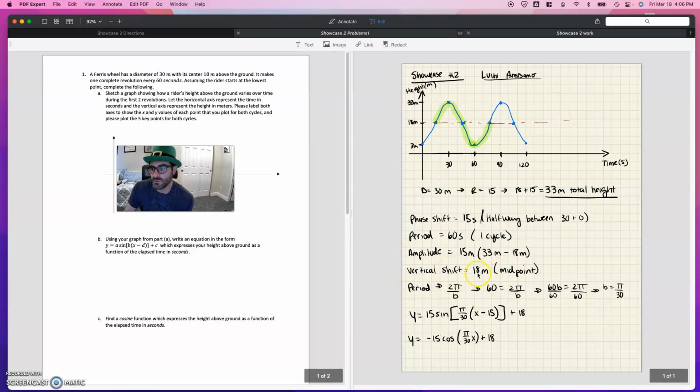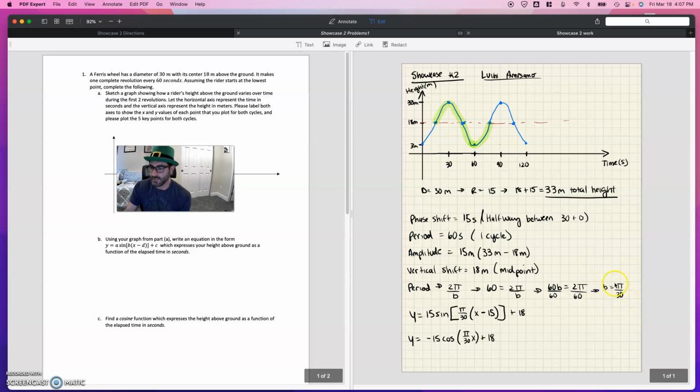So we know our vertical shift. We can think of a vertical shift as basically wherever the midpoint is. So that's going to be 18 meters. Our amplitude is how high we go above our midpoint. That's 15 meters. To do the equation, we'll also have to figure out the period, and the period for a sine function is 2 pi over b. So you come to a b value of pi over 30.